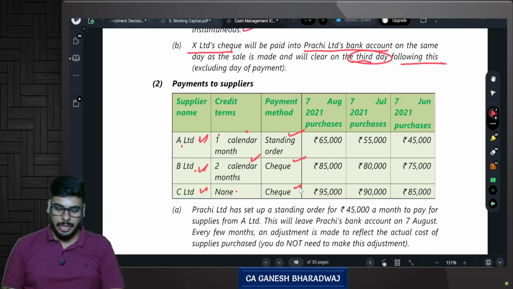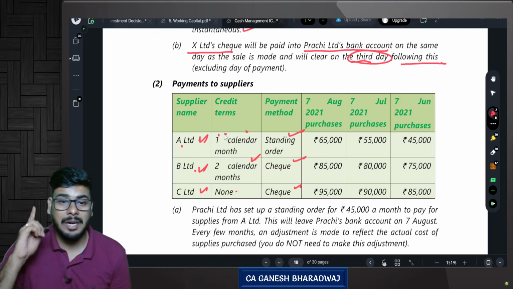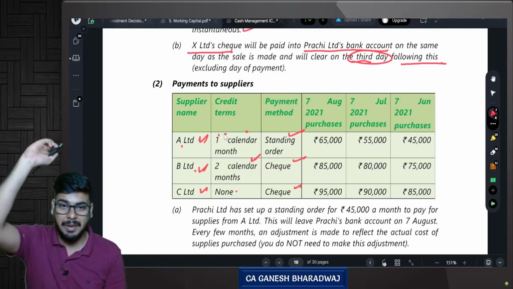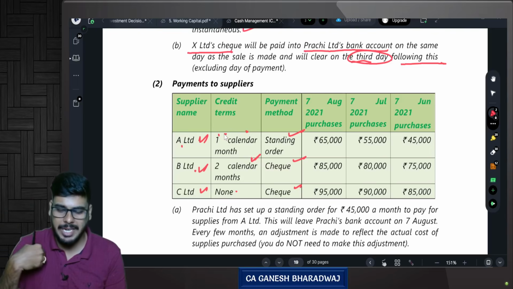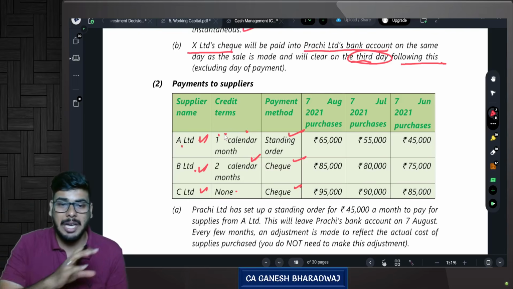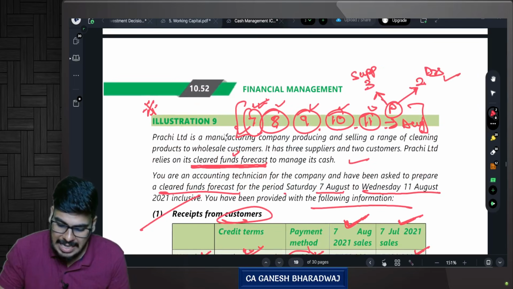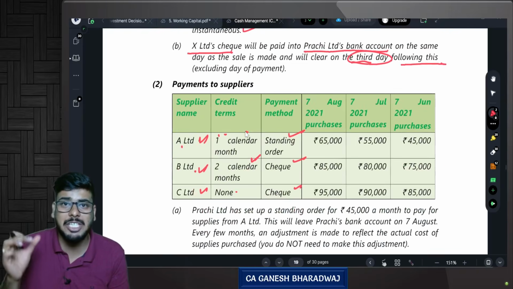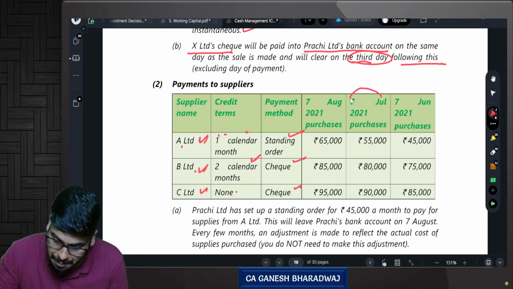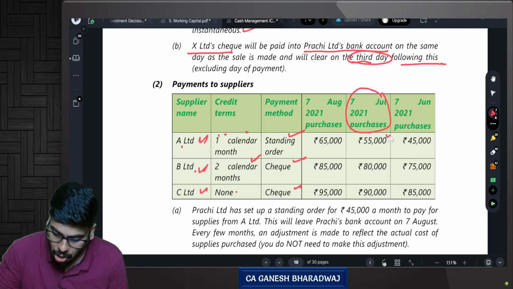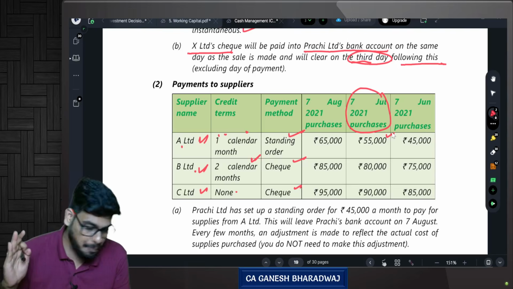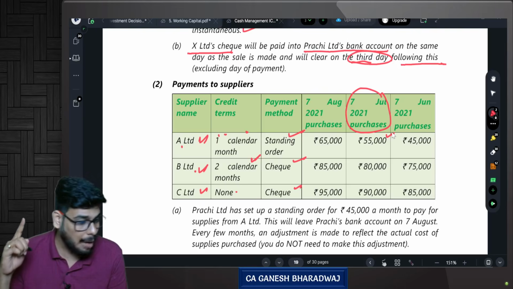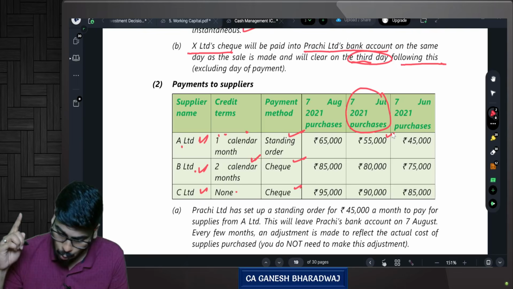Now, look at this. A Limited, 1 month is the credit period, correct or not? Which means the purchases that I made 1 month back, I will be paying today, correct? Now, we are preparing the budget for what period? 7th to 11th August, correct? So between 7th to 11th August, which payments will come? The purchase made on 7th of July, correct? Or in other words, this 55,000 rupees, yes or no?